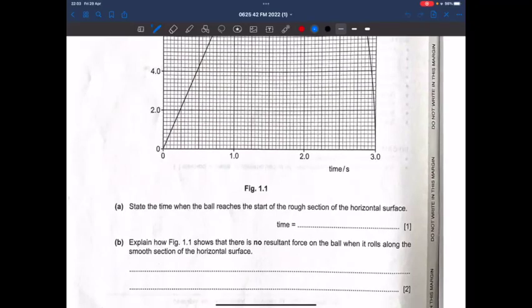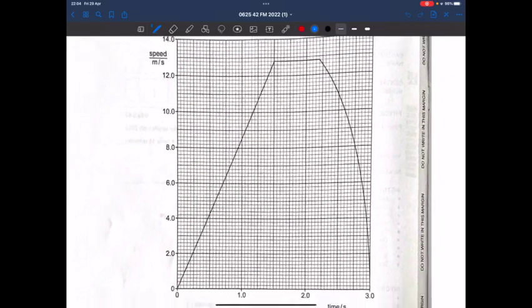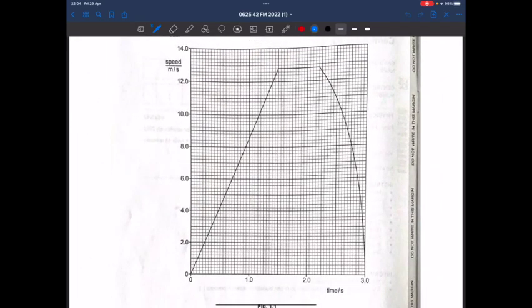State the time when the ball reaches the start of the rough section of the horizontal surface. I can see that in the graph. When the ball rolls over the ramp, it was accelerating due to the component of its weight towards gravity, or towards the center of the earth. Once it reached the horizontal surface, the smooth part, the speed becomes constant. And then when it gets inside the rough part of the horizontal surface, it decelerates because of the resistance of the surface, or we can say the friction of the rough surface.